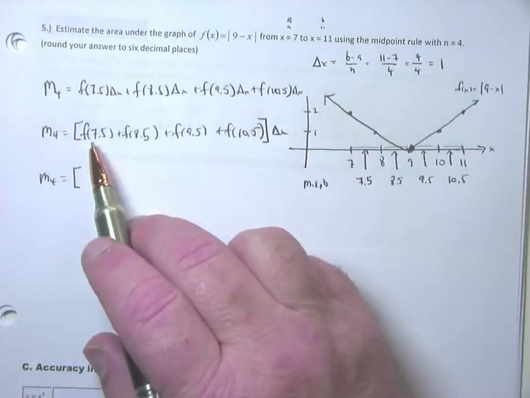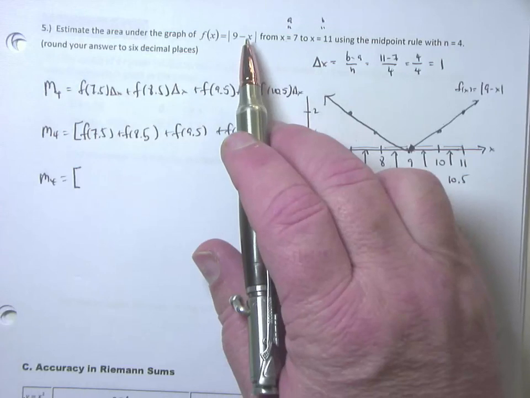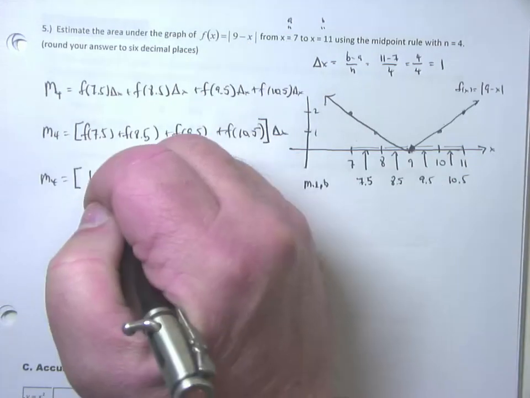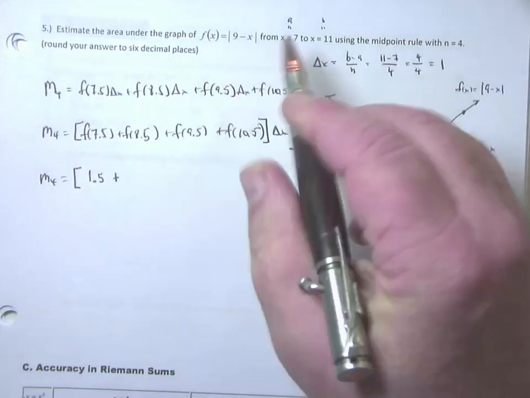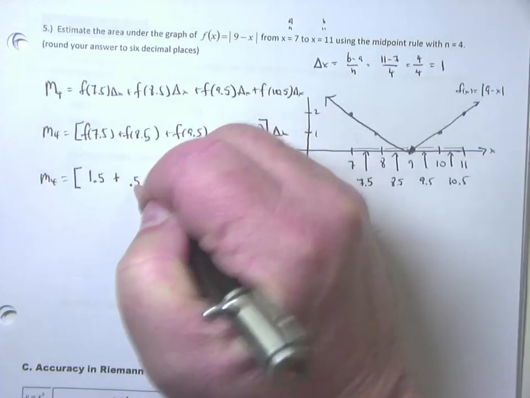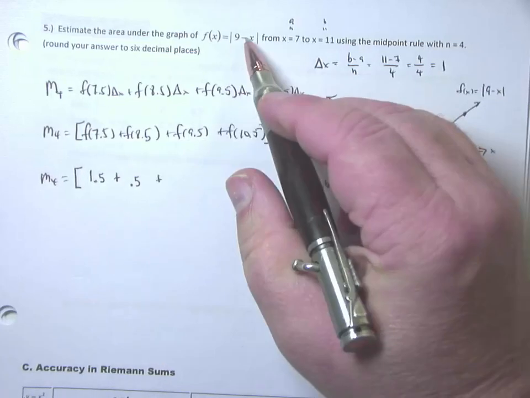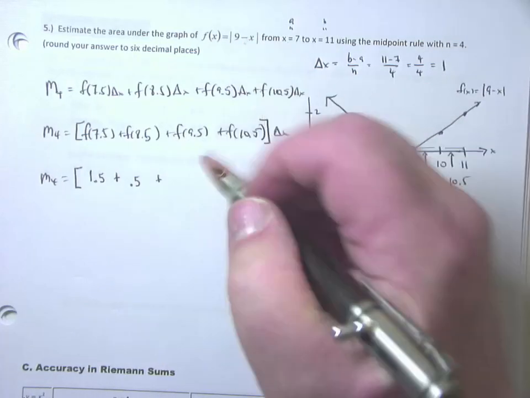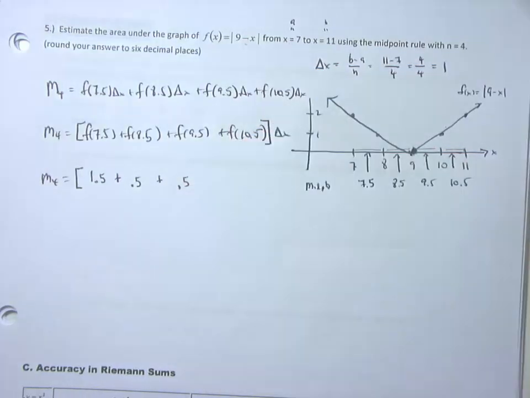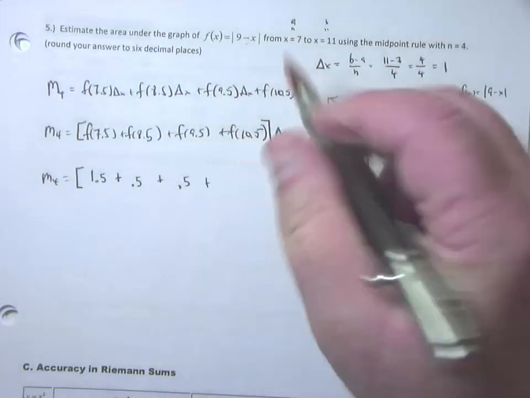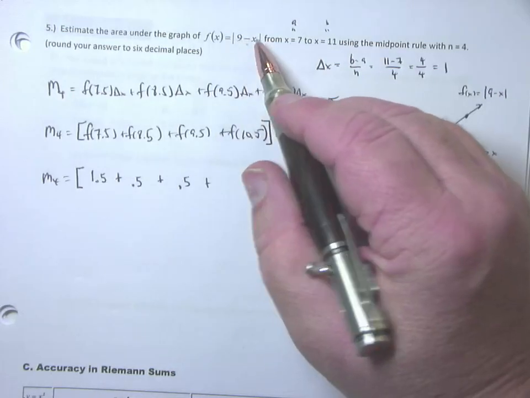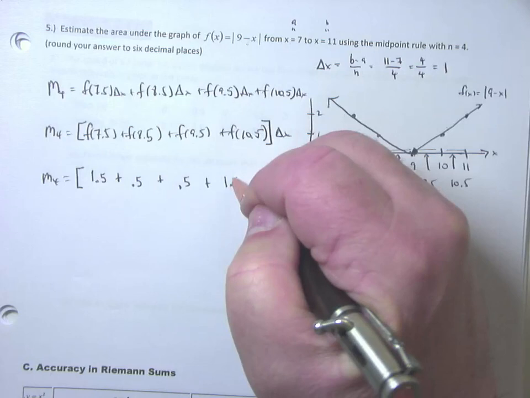So when x is 7.5, 9 minus 7.5 is 1.5. Absolute value of 1.5 is 1.5. Plus 8.5. 9 minus 8.5 is 0.5. Absolute value of 0.5 is still 0.5. Plus, plugging in 9.5, 9 minus 9.5 is negative 0.5. Absolute value of negative 0.5 is positive 0.5. And then plus 10.5, 9 minus 10.5 is negative 1.5. Absolute value of negative 1.5 is back to positive 1.5.